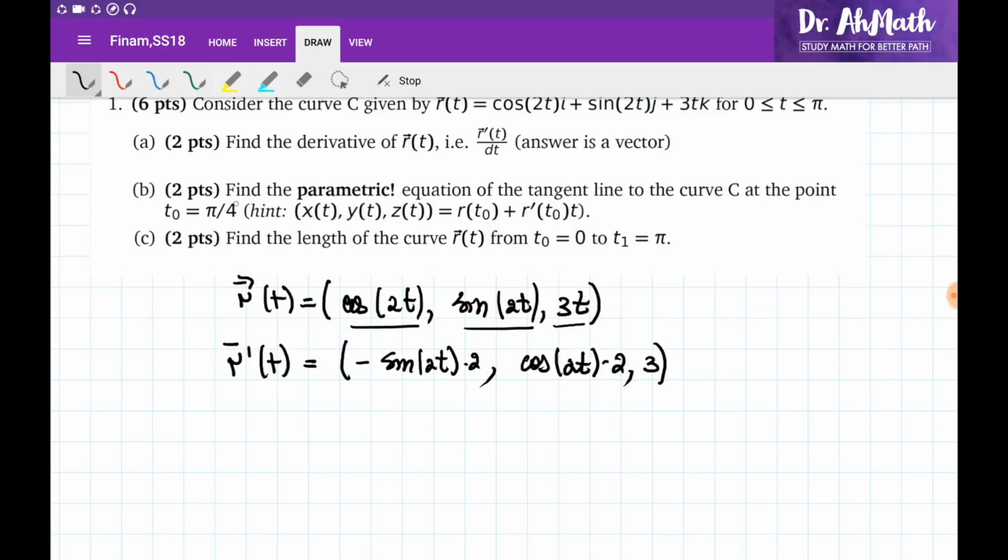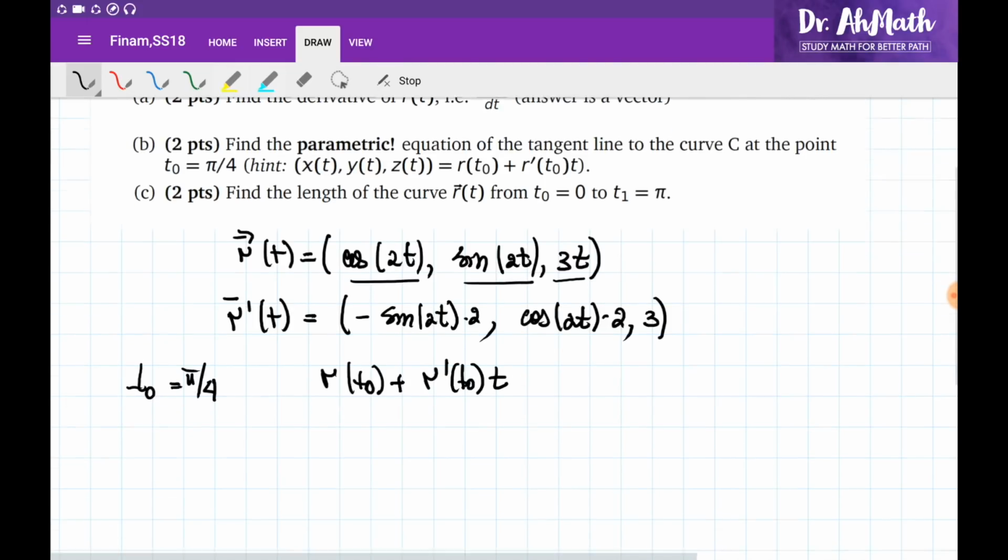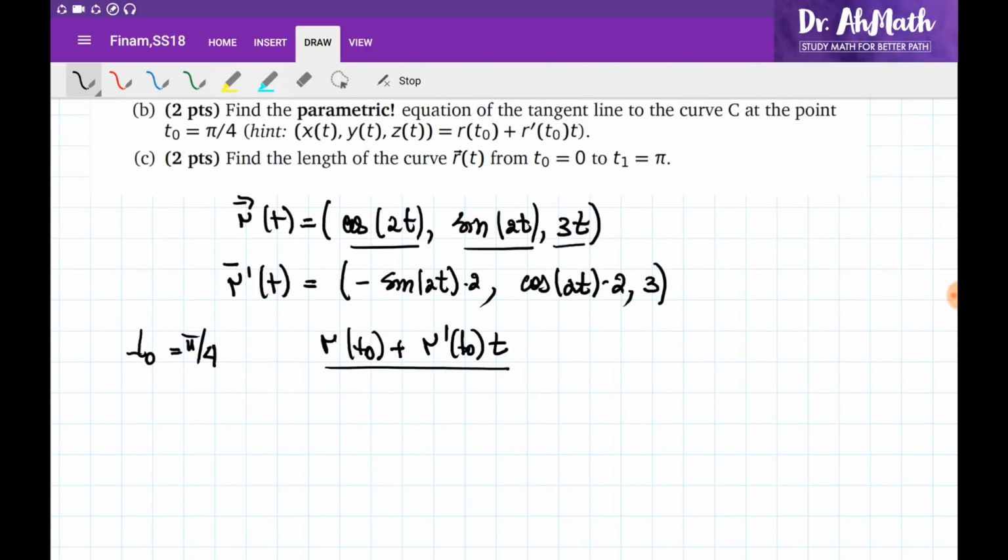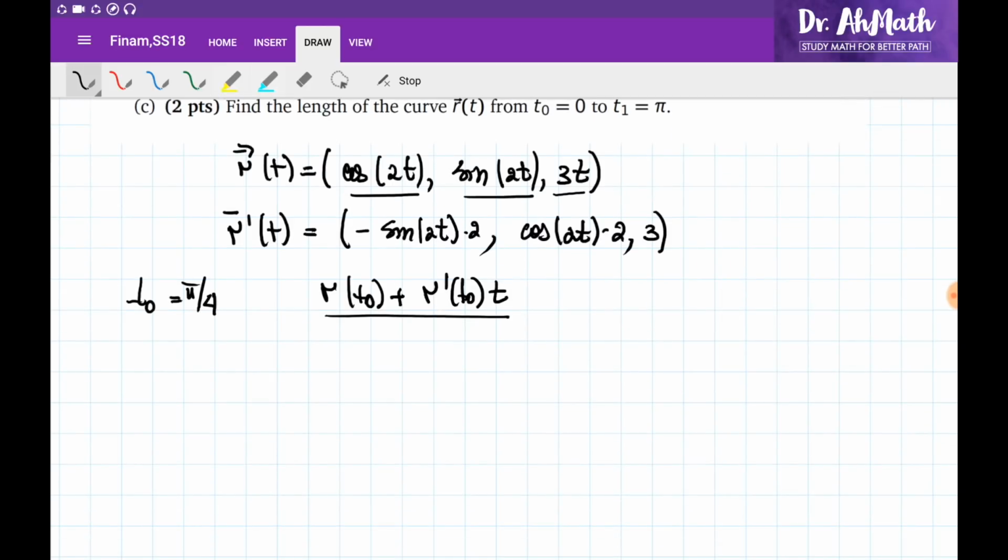So on the second part of this problem, we need to get the equation of the tangent line. Then the equation of the tangent line at this point t0, which is pi over 4, is going to be equal to r of t0 plus r prime of t0 multiplied by t. So in order to get this equation in a vector form, first of all, we need to substitute this t0 into the r and into the r prime and get two vectors.